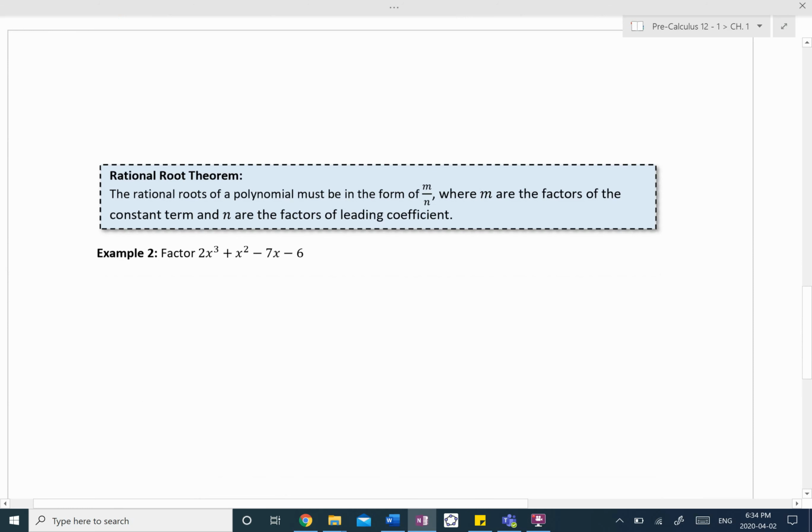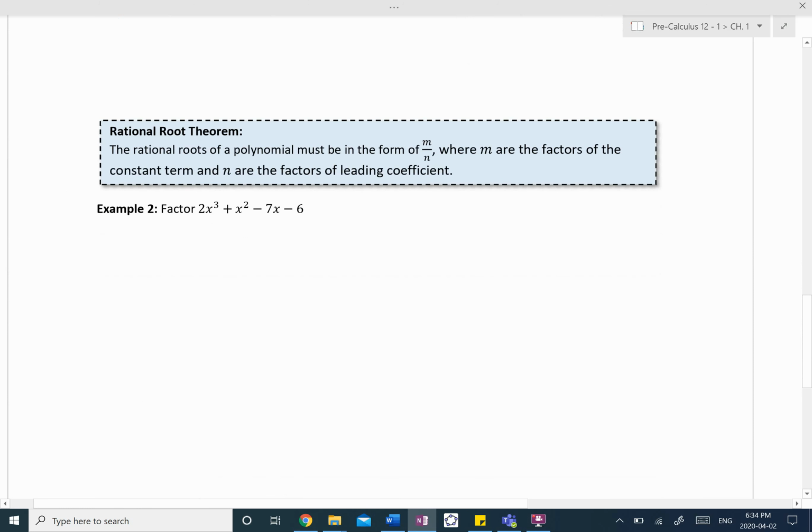Hopefully this makes sense to you, but if it doesn't, I'm going to show you the example here. It says factor 2x cubed plus x squared minus 7x minus 6. Again, this is a polynomial. In particular, this is a cubic function, right? We have the biggest exponent of 3. So we have not done this before.